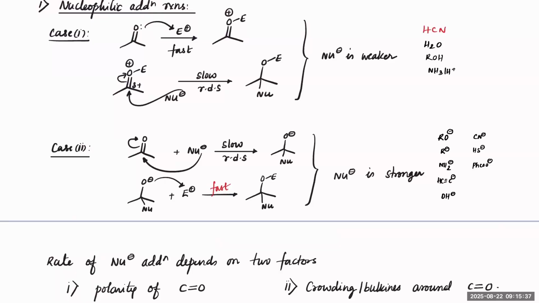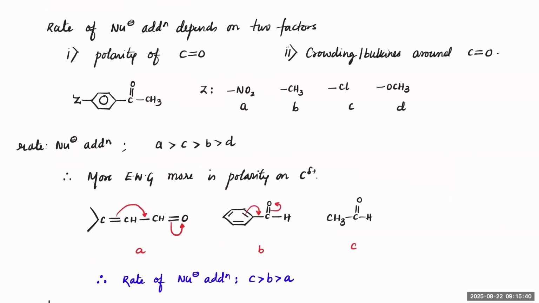Yes, sir. Now, this nucleophilic addition depends upon two factors. One is how much is the polarity on C double bond O, and the other is the crowding or bulkiness around it. For example, if there is a Z group here, the delta positive of this will be increased if there are withdrawing groups. So which are withdrawing groups here? NO2. So NO2 is more reactive than Cl, then CH3, and then OCH3. OCH3 is a very strongly donating group.